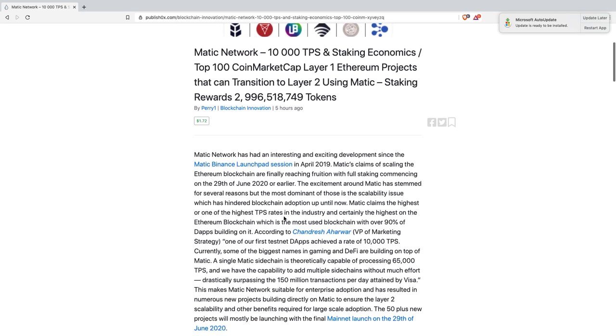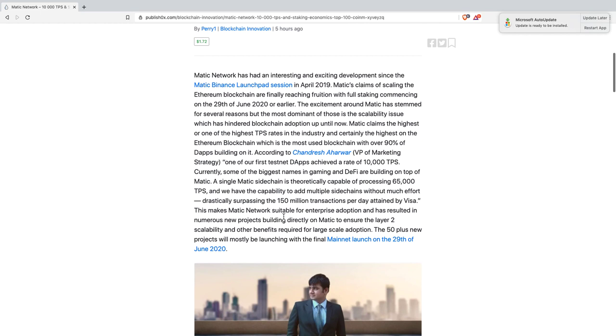It's not very long, but it is informative and will give you some up-to-date information on Matic Network as it stands today. Matic Network has had an interesting and exciting development since the Matic Binance Launchpad session in April 2019. Matic's claims of scaling the Ethereum blockchain are finally reaching fruition, with full staking commencing on the 29th of June 2020 or earlier, possibly a few days earlier.